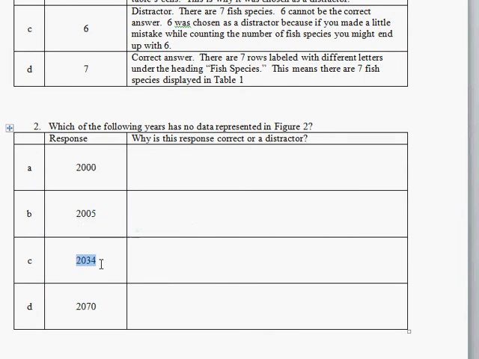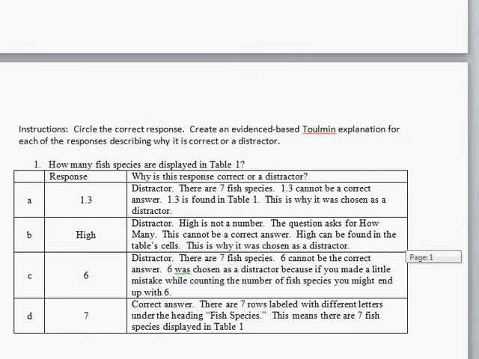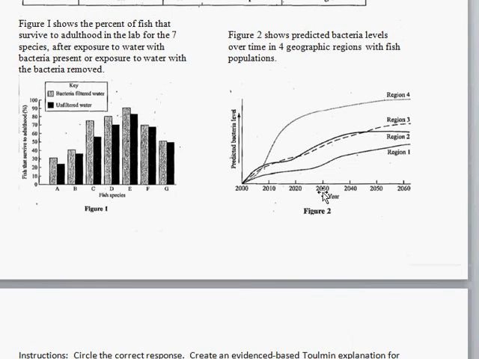2034. Okay, now this year hasn't happened yet, but if we go up to figure 2, 2034, where would that be? Between 2030 and 2040, probably like right here. If you look up above, yep, there's definitely data for that point too. Even though it hasn't happened yet, it looks like the scientist is predicting bacteria levels over time. And if you look at the little caption or the text, it's indeed correct. It shows predicted bacteria levels. So 2034, yep, there's definitely data for that one too.